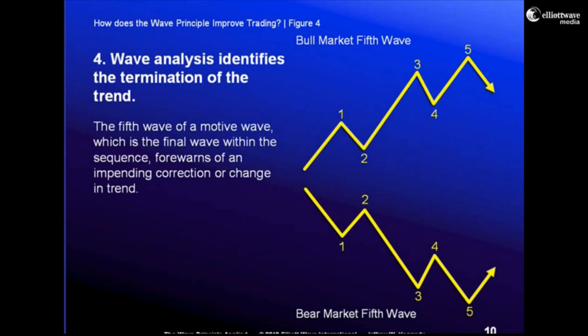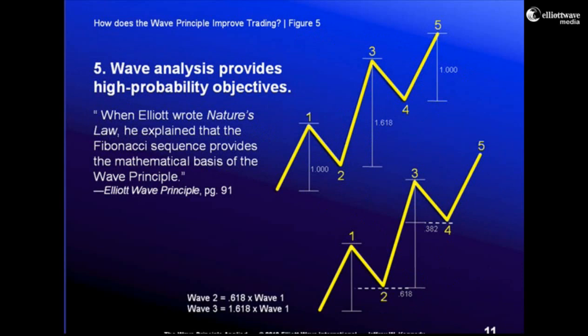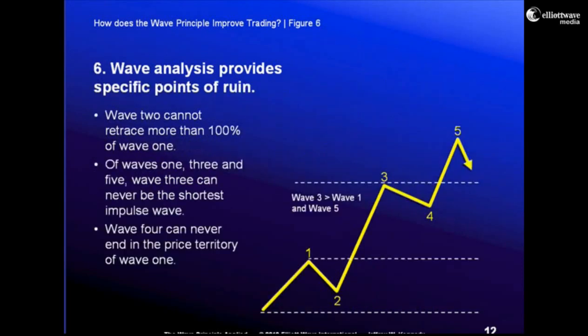Wave analysis also provides high probability objectives by means of the Fibonacci ratios, i.e. via retracements or projections. And again, wave analysis provides specific points of ruin by means of the rules and guidelines.